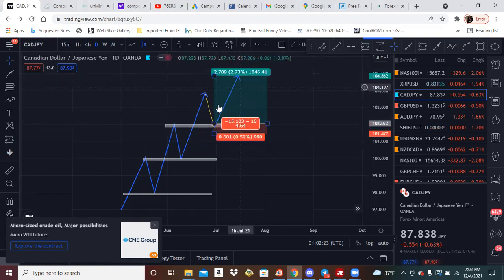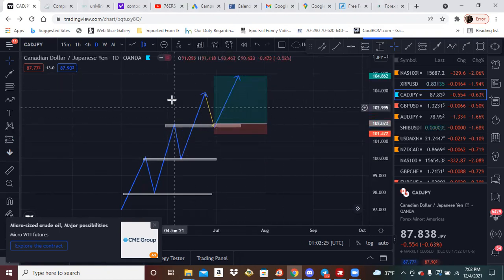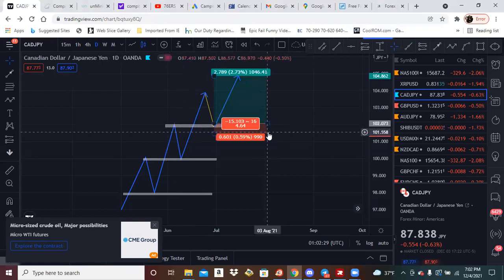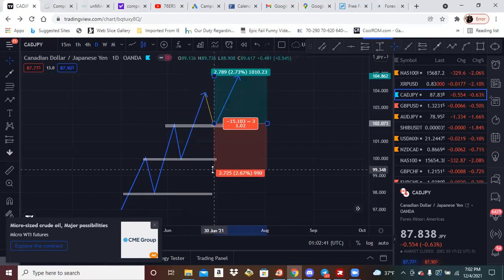Which brings me to the first point in trading. Rule number one for me: your stop loss should never be as much as your take profit. I'll repeat that again. Your stop loss should never be more than your take profit. You want to see an example? Here's an example.